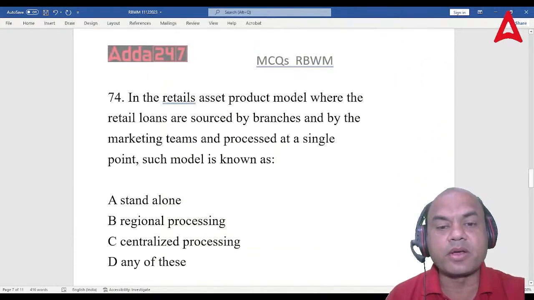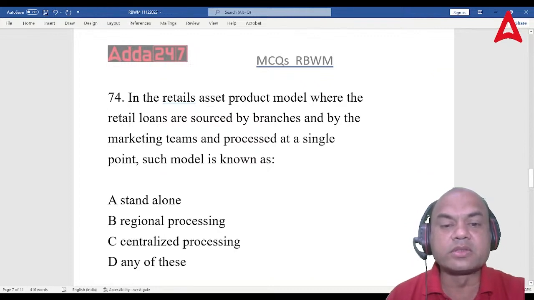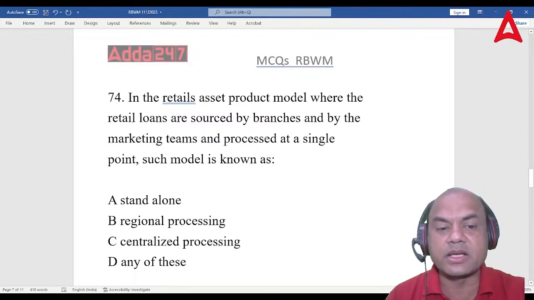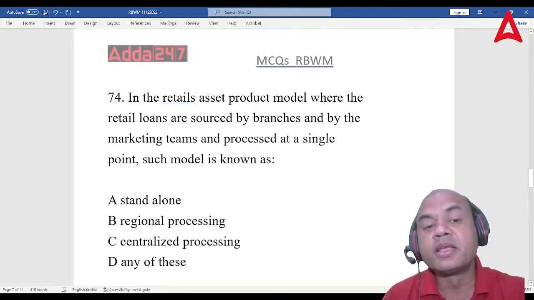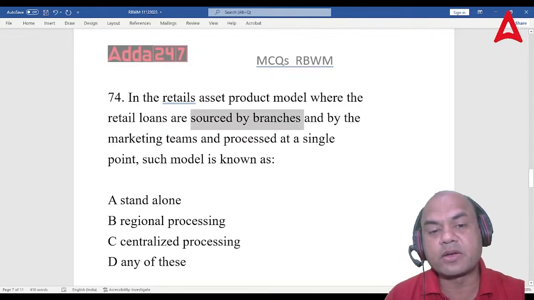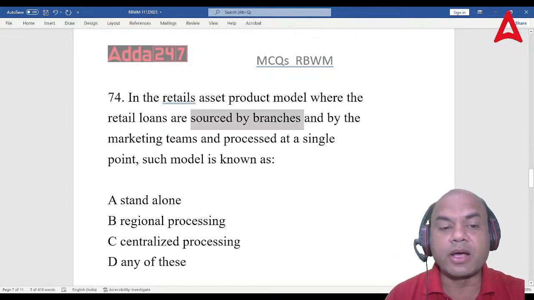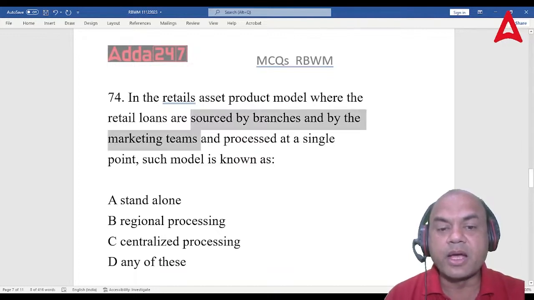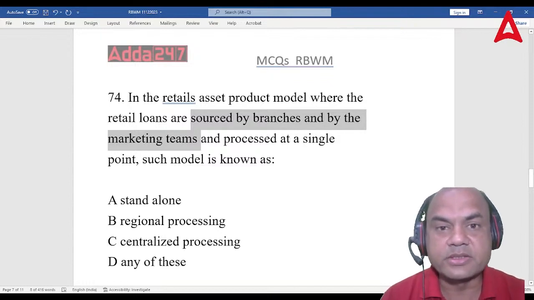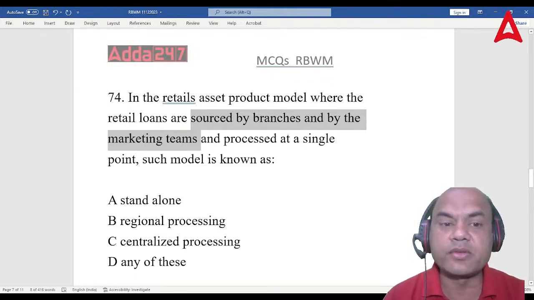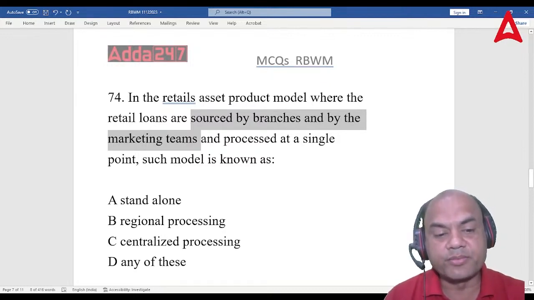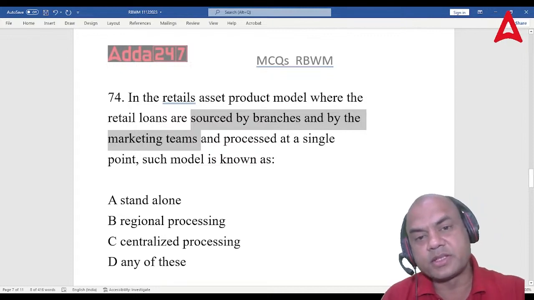In retail asset product, the model where the retail loans are sourced by branches and by marketing teams and processed at a single point is known as what? Here we are talking only of sourcing, and processed at a single point. Single point means only one level. Centralized processing it might be, or anything we can call it. So it is called as what? Standalone, regional, centralized, or any of these.